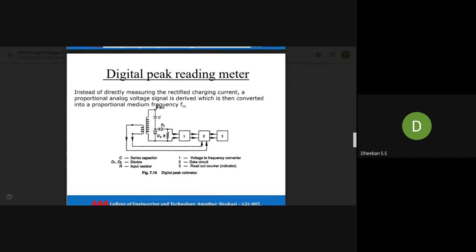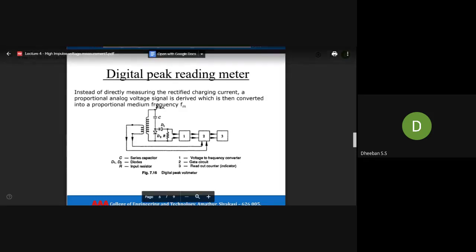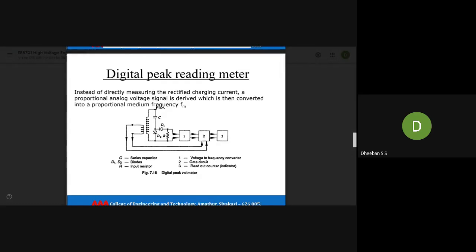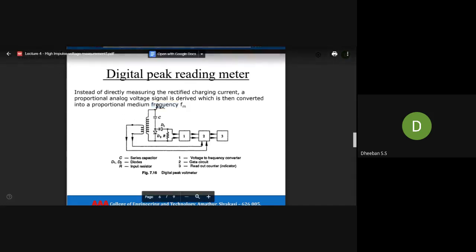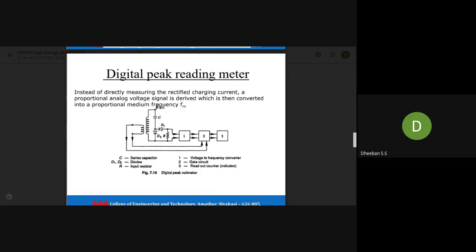What they are saying is that instead of directly measuring the rectified charging current, as we did in the previous cases, a proportional analog voltage signal is derived. Here you will be giving a high voltage, and this high voltage will generate an analog signal which is proportional to the frequency at which the high voltage is.